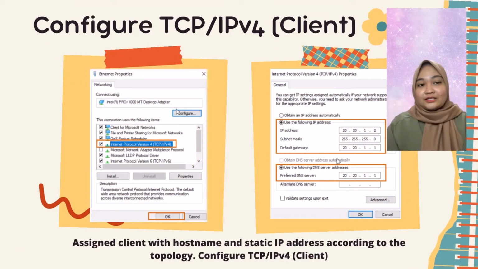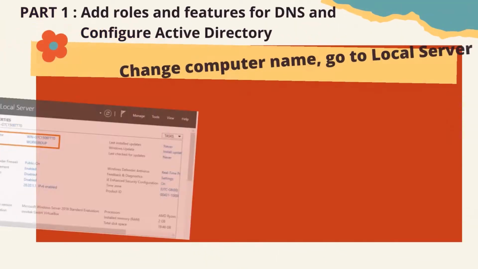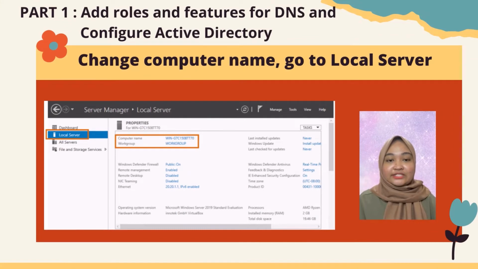For the client, we must assign the client with a host name and static IP address according to the topology. Configure TCP/IPv4 in the client. Part 1. Add roles and features for DNS and configure Active Directory.